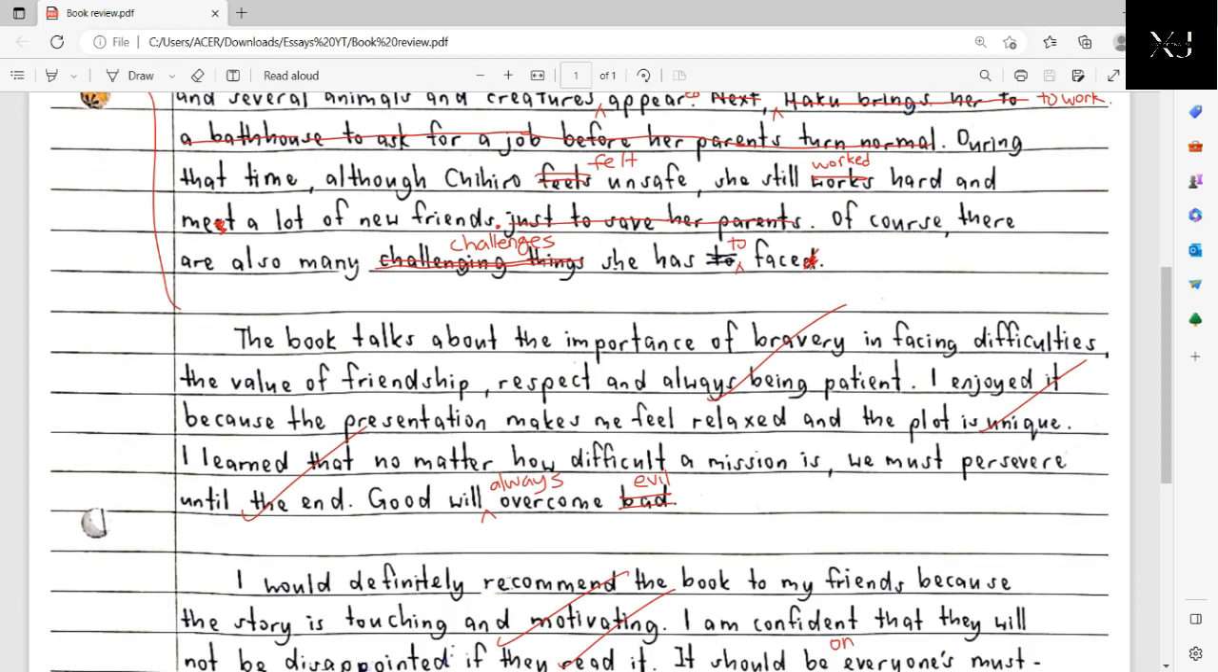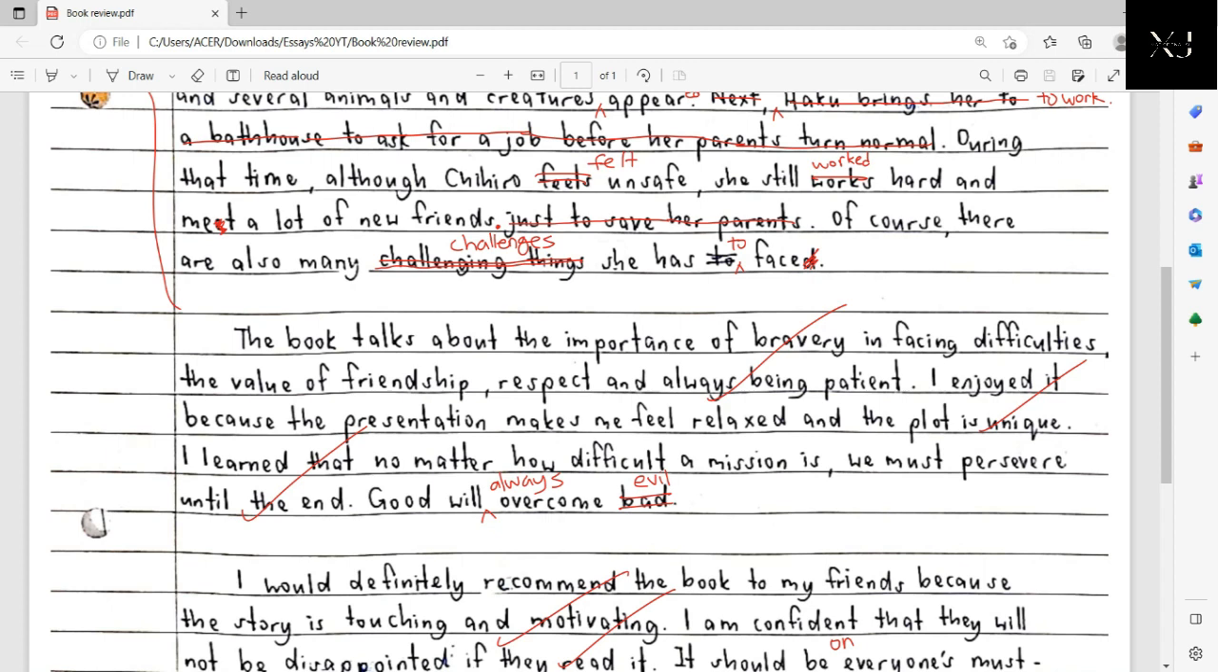Alright, so moving on to the third paragraph. The book talks about the importance of bravery in facing difficulties, the value of friendship, respect, and always being patient. I enjoyed it because the presentation makes me feel relaxed and the plot is unique. I learned that no matter how difficult a mission is, we must persevere until the end. Good will always overcome evil.